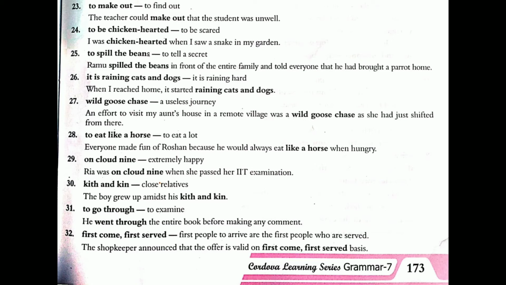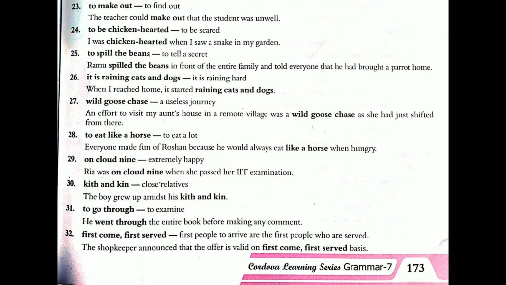Number 29, on cloud nine. That means extremely happy, you can feel. So Ria was on cloud nine when she passed her IIT examination. So the feeling of happiness on cloud nine, that means on a very high tower. So this is what the feeling is.